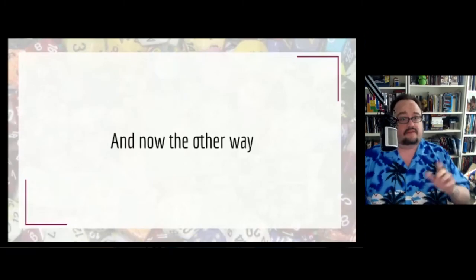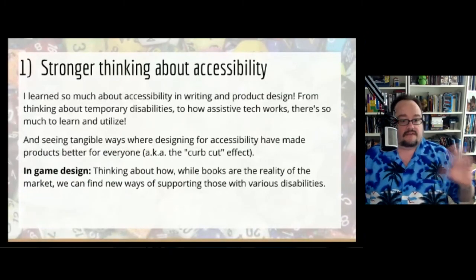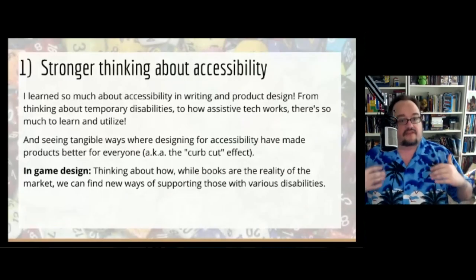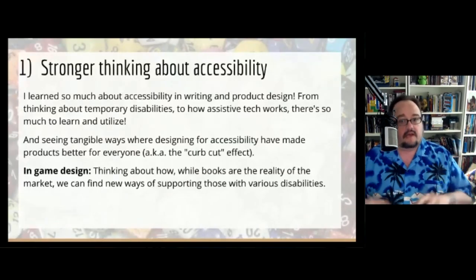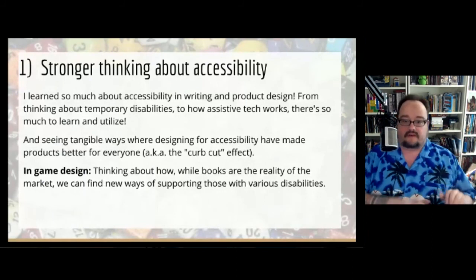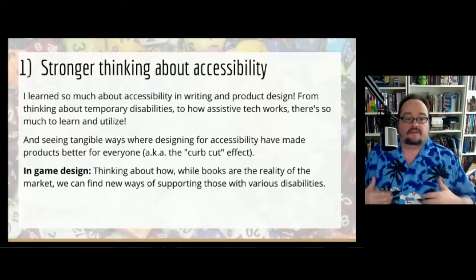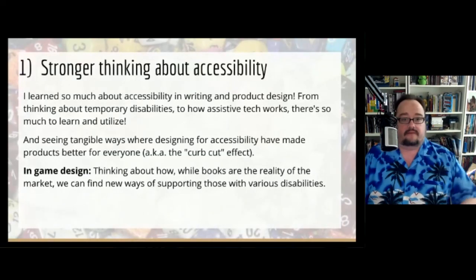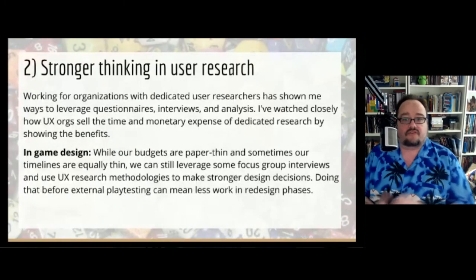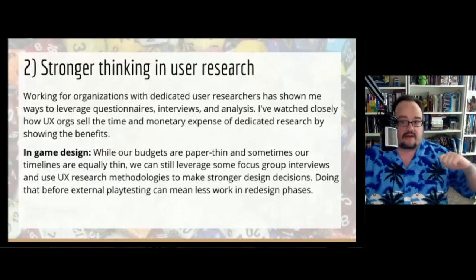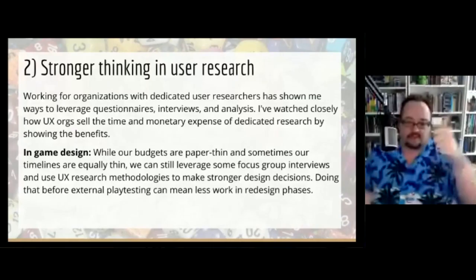I've got about 30 seconds left, which is that tech writing has really taught me different ways to think about accessibility, like really strong industry concepts about accessibility. And I've been looking to take those into different facets of game design that I'm still doing at times, to help that curb cut effect happen, where everybody benefits from it. And then last is stronger thinking and user research: how to use UX research methodologies when your budgets are paper thin and your timelines are really thin.